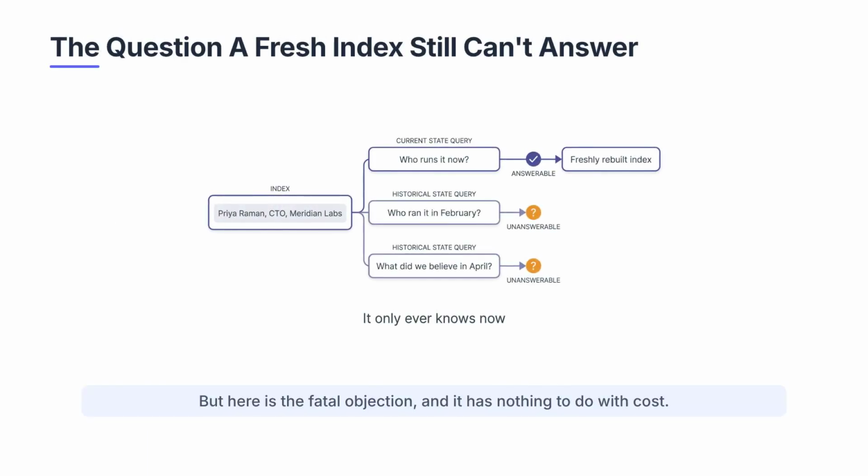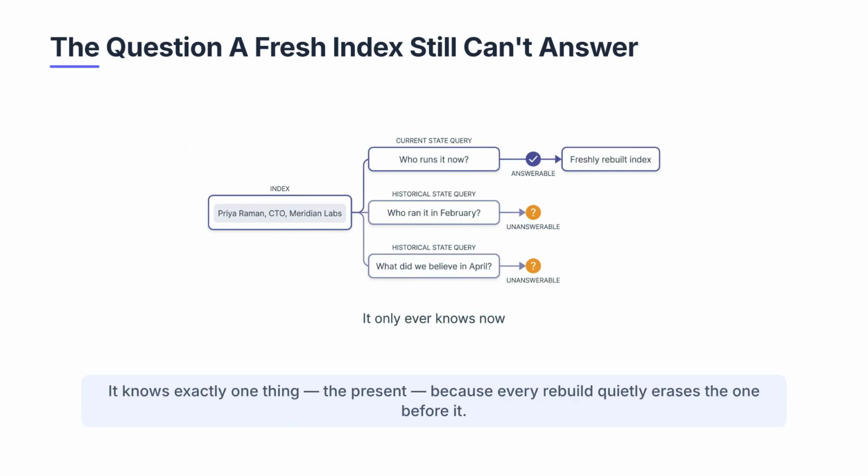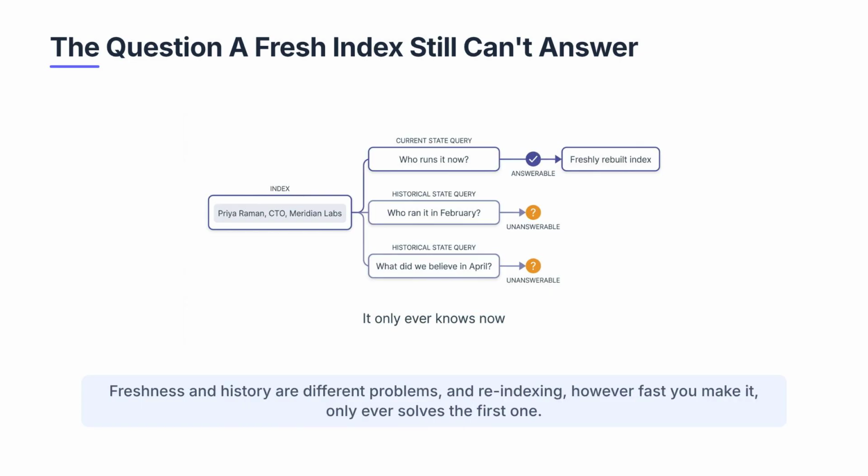But here is the fatal objection, and it has nothing to do with cost. Imagine your rebuild is instant and free. Somebody asks, who did we think was running technology at Meridian back in February? A perfectly fresh index cannot answer that. It knows exactly one thing, the present, because every rebuild quietly erases the one before it. Freshness and history are different problems, and reindexing, however fast you make it, only ever solves the first one.